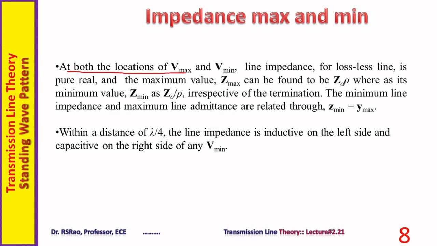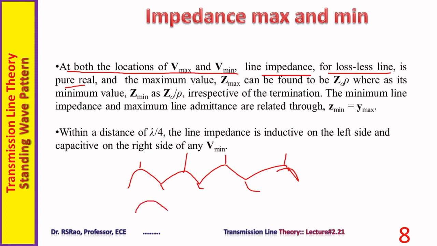Then at both the locations of V max and V minimum, line impedance for a lossless line is pure real. Note, this is an important point. If you plot Z, it assumes maximum, minimum, maximum, minimum, and so on, similar to voltage. Voltage also shows the same thing. Almost the same. Now, what he says is the maximum value Z max can be found to be Z naught into rho, where rho is the standing wave ratio. At minimum, it is going to be Z naught by rho, irrespective of the termination.